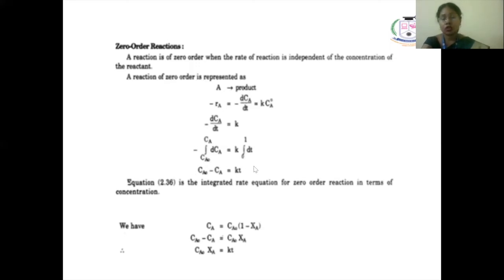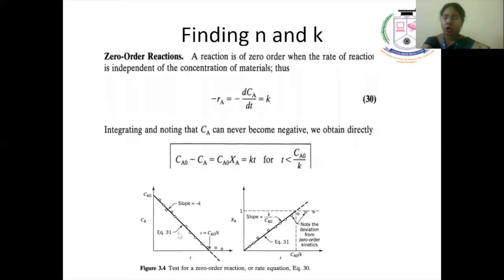This equation can also be represented in terms of conversion, as CA0 XA = kt. Then finally, we need to draw a graph to validate the genuineness of the order.